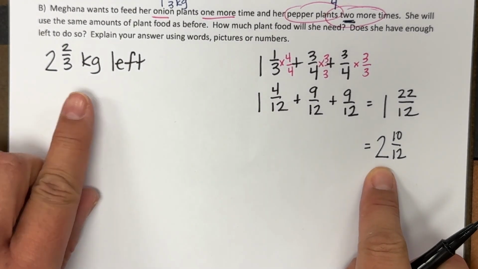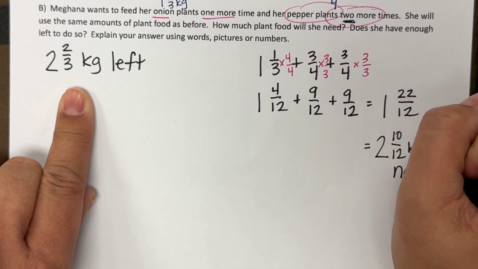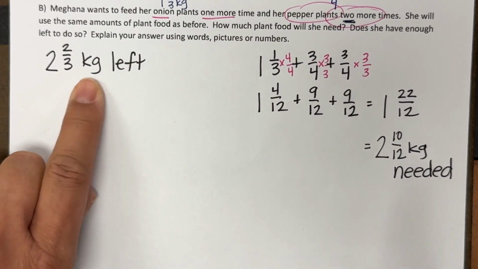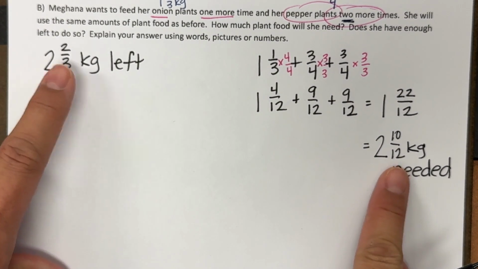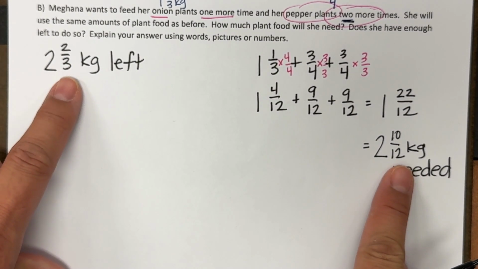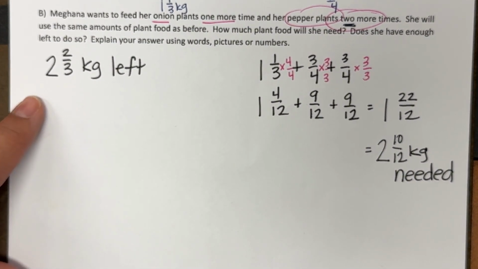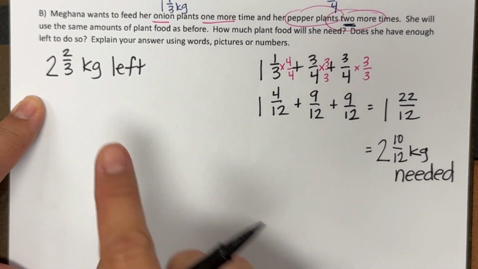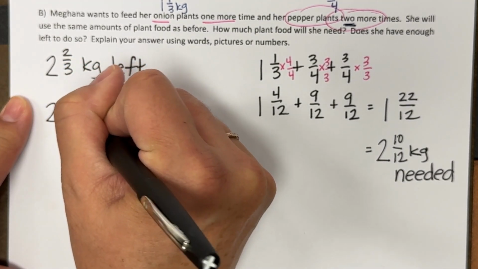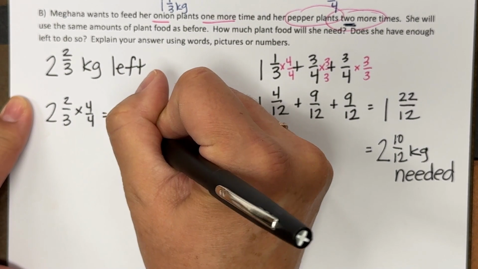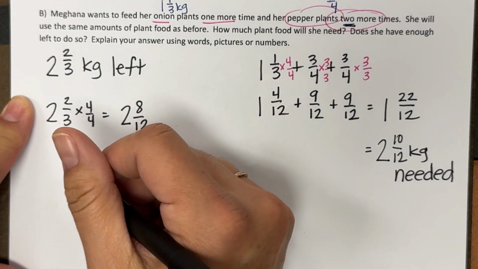So now we need to compare these. This is how much is needed. This is how much she has. Now, in order to compare, to figure out if there's enough, we need a common denominator. We can't compare it like this. So we'll go ahead and convert this 2 2/3 to 12ths, because that works. So that's 2 8/12.